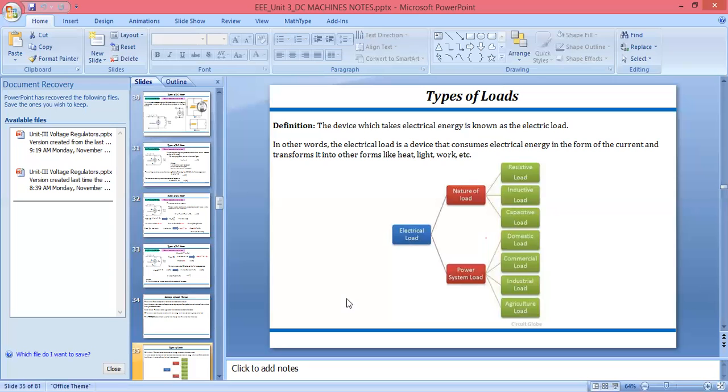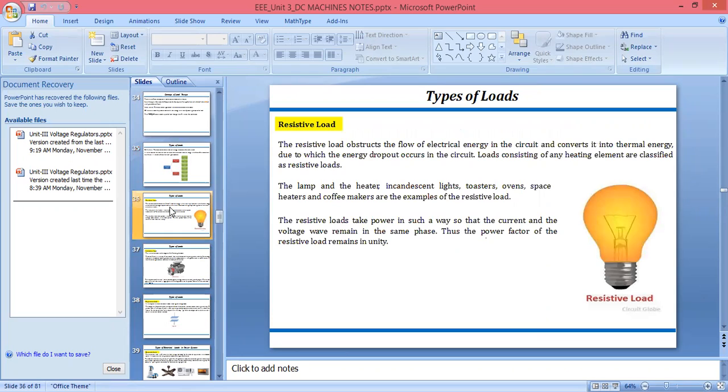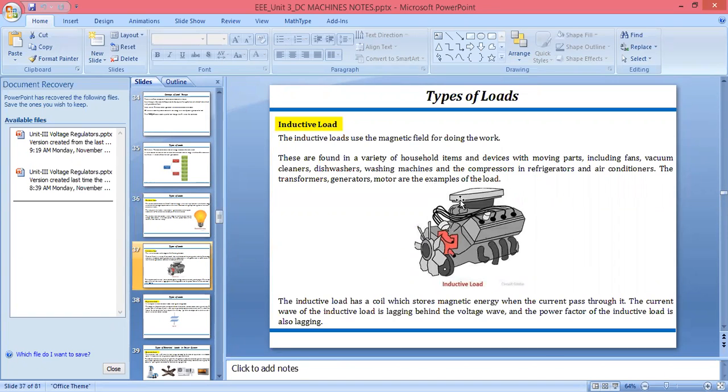Resistive load, it means what? If we are connecting a resistor as the load, it will convert electrical energy, the current, into thermal energy. We can call oven, toaster, space heater, coffee maker nothing but resistive loads. Then we have seen about the inductive load, where the concept of the inductor and magnetic flux applies. We can take examples such as a fan, vacuum cleaner, dishwasher. Already we have seen these things.